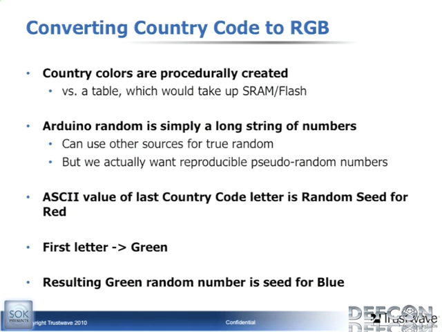This is something I did. This was my contribution, where I had this problem that I only have 32K flash and 2K SRAM. I didn't want to store a big static table in memory to convert country codes to RGB values. You're going to see why this is important in a minute.